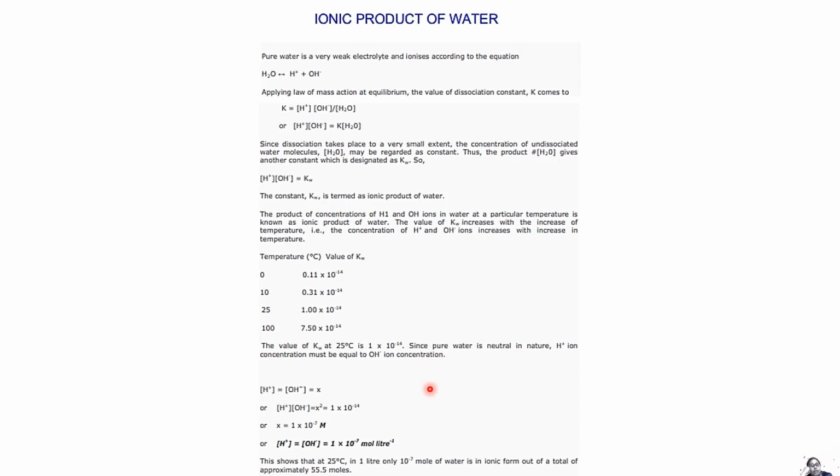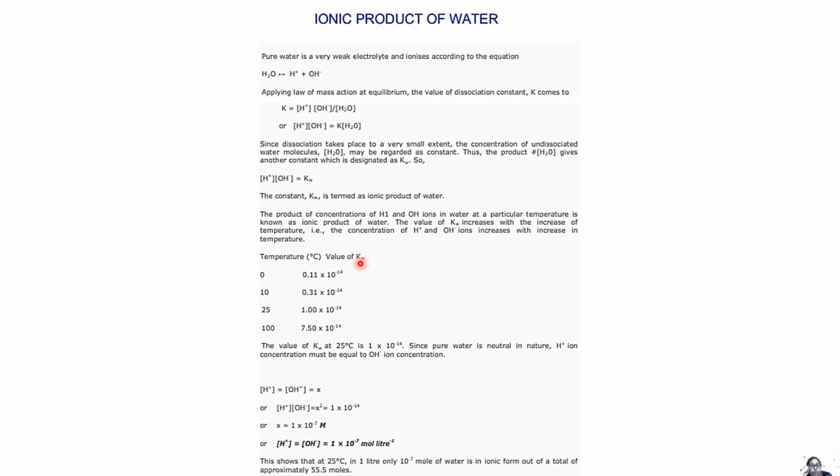Now, the ionic product of water. Pure water is a very weak electrolyte and ionizes according to the equation over here. Dissociation takes place to a very small extent. So the concentration of undissociated water molecules may be regarded as constant. The product of concentrations of H plus and OH minus at a particular temperature is termed the ionic product of water. The value of Kw will increase with the increase of temperature, that is, the concentrations of H plus and OH minus increase with increase in temperature.